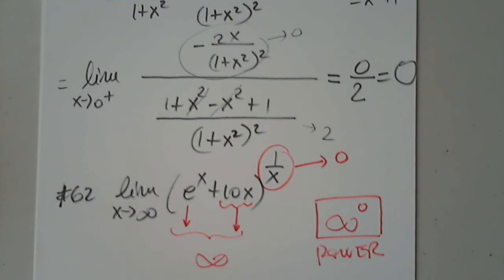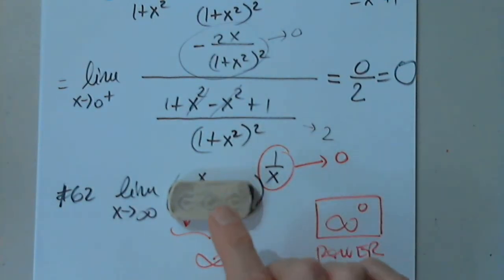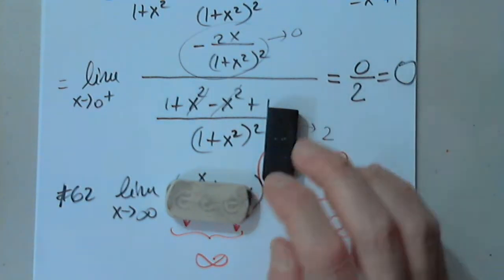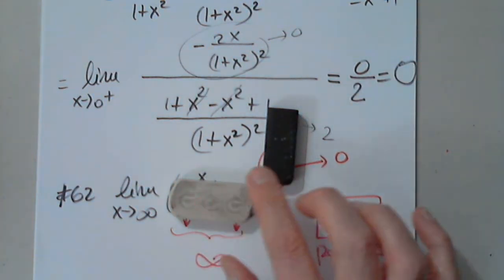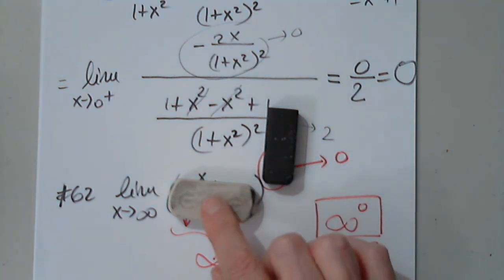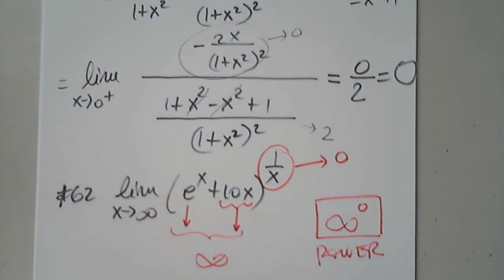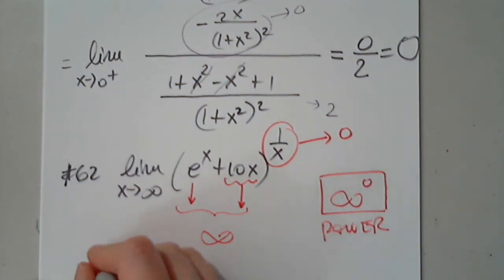Okay. So now, look at this function and tell me what type of situation we have here. This is a function, and this is a function. Have we ever seen something like this? A function to a function? And how did we handle it?